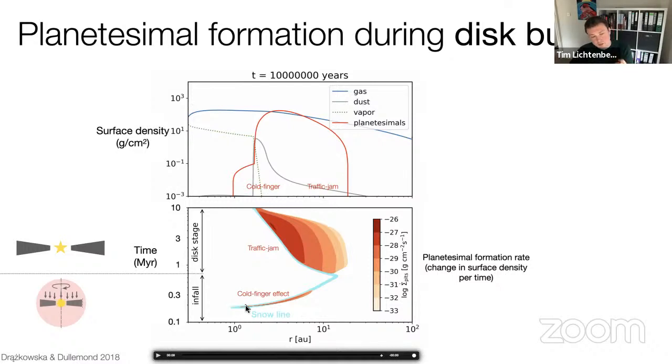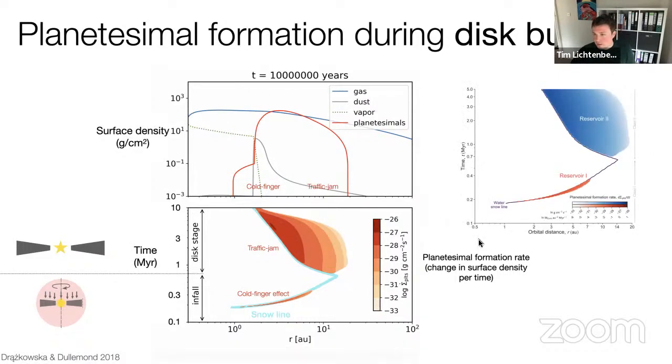And the accumulating effects of the cold finger effect that I explained before and the traffic jam effect can lead to the formation of two stages of planetesimals depending on disk conditions. One forms early but with not a lot of mass, and a second one with much more mass in outer parts and different parts of the disk. So there are two distinct stages of planetesimal formation because of the combined effect of snow line movement during the infall and class two disk stage. You will see this mostly from now on in this configuration, where I color code reservoir one and reservoir two in two different parts.